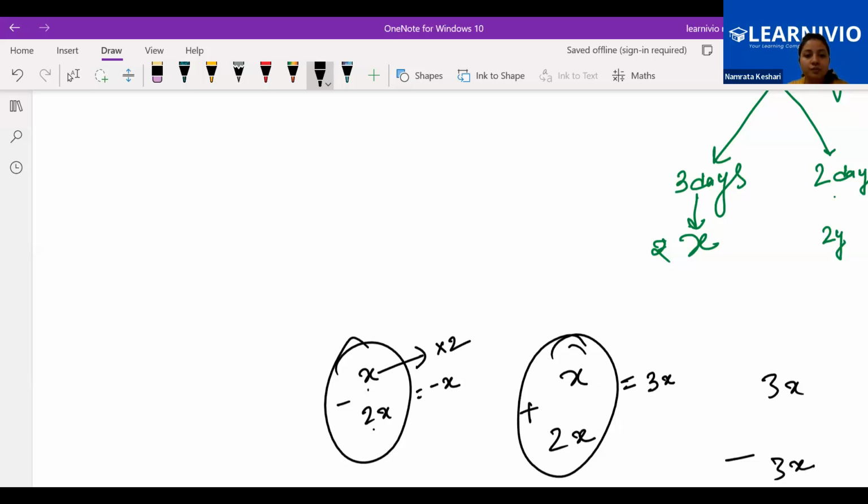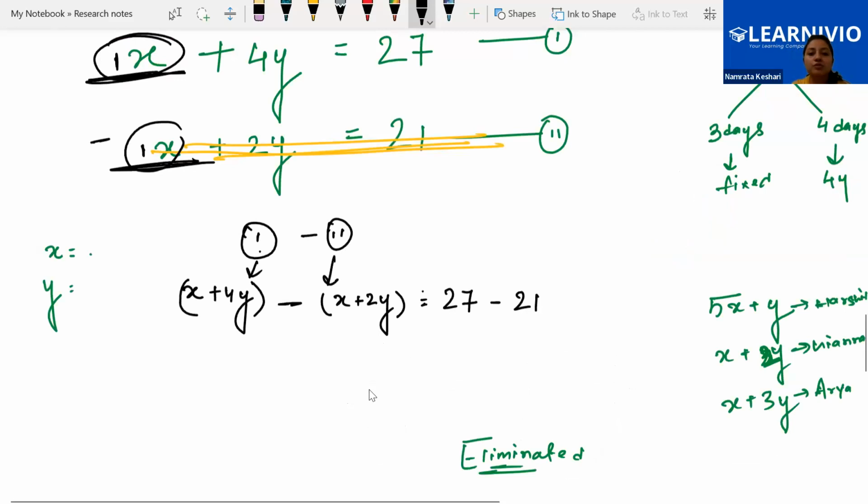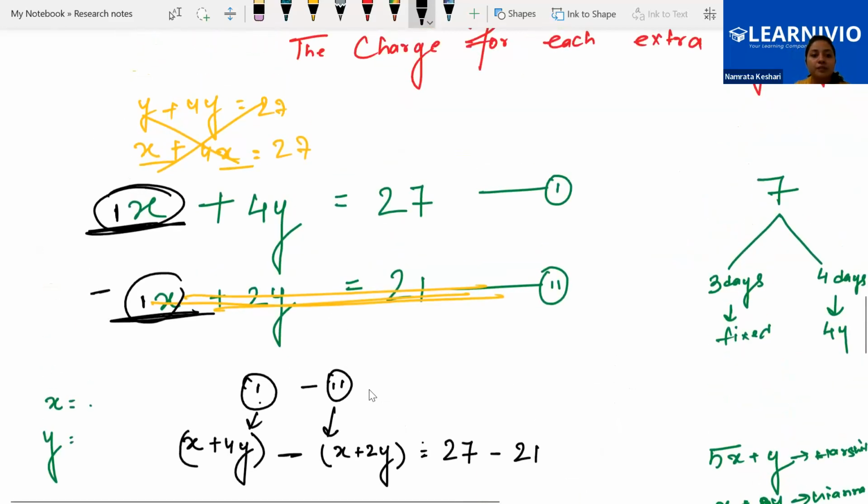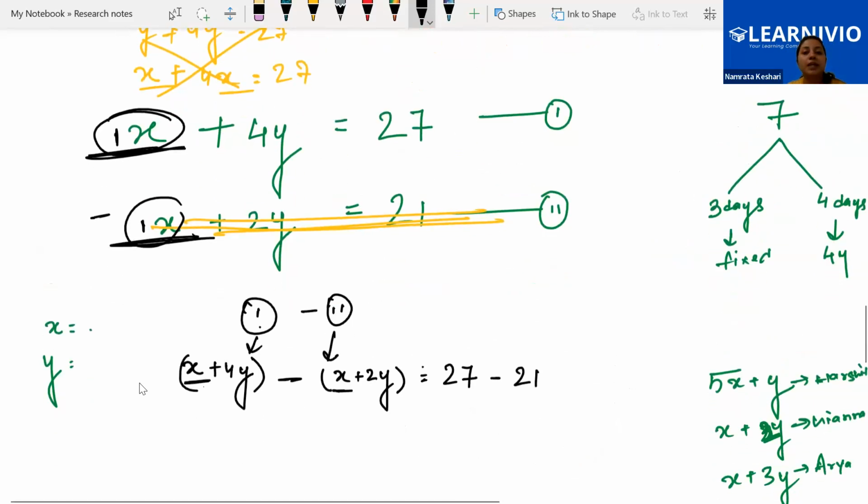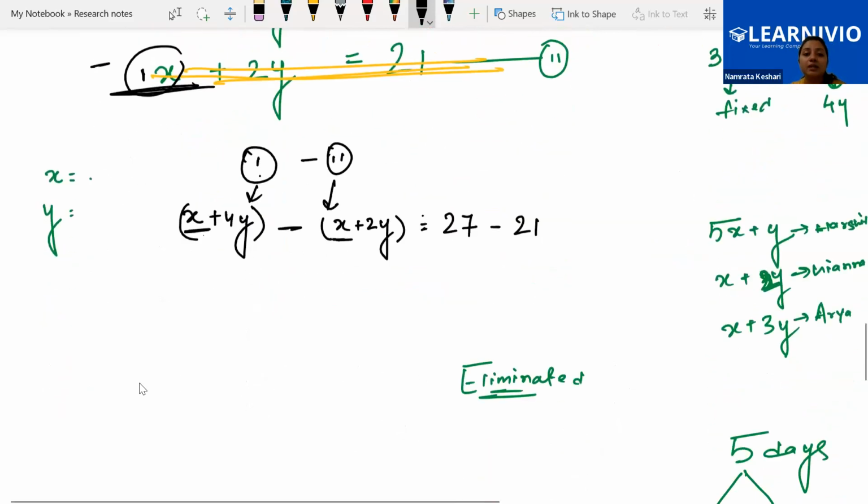Here x plus 4y is there, here x plus 4y. This x is there, this x is there, coefficient was same. Since both are positive, we can understand if we subtract it, then we will be able to make 0. That means we will be able to eliminate it. Please check it carefully. x plus 4y minus x minus 2y is equals to 27 minus 21 is 6.